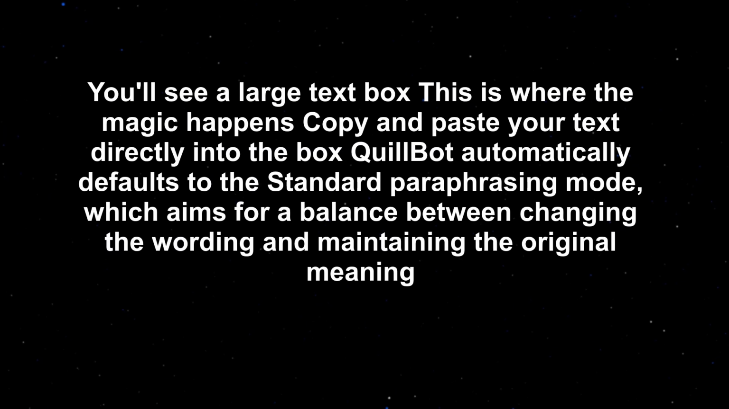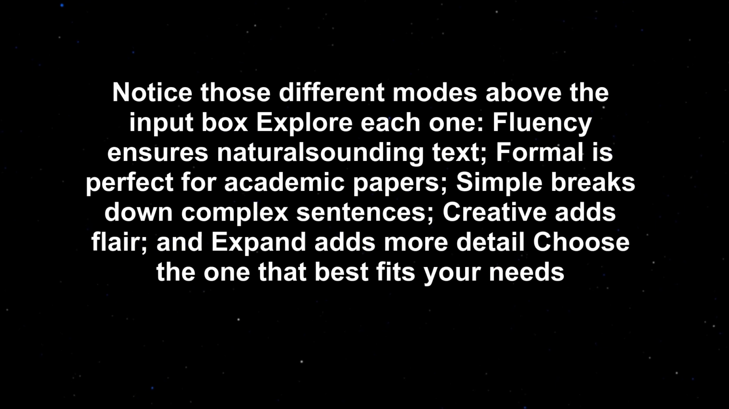You'll see a large text box. This is where the magic happens. Copy and paste your text directly into the box. QuillBot automatically defaults to the standard paraphrasing mode, which aims for a balance between changing the wording and maintaining the original meaning. Notice those different modes above the input box.